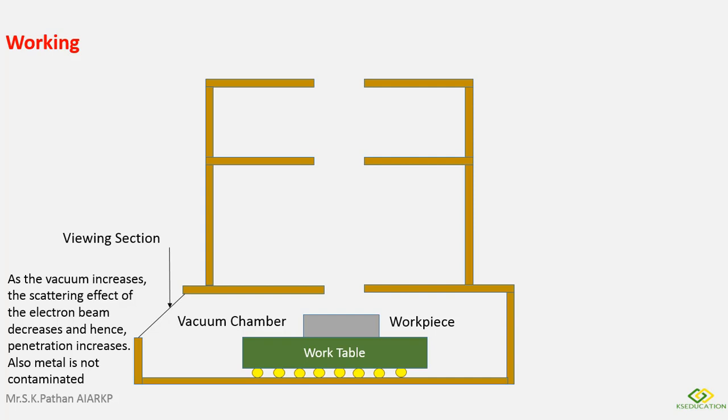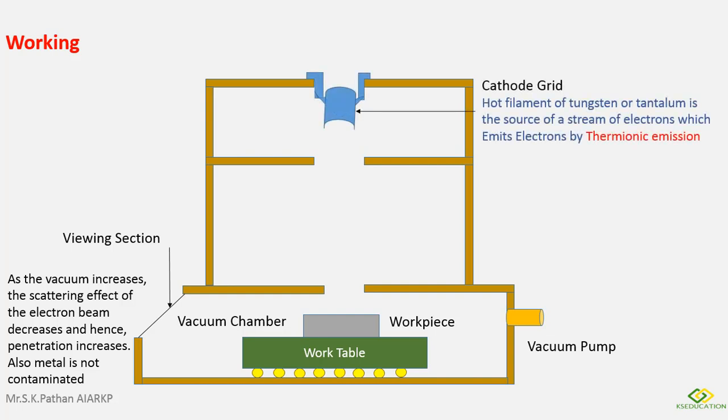A viewing section is provided to monitor the process. A vacuum pump is provided to create the vacuum. On the top of the machine, the cathode grid is placed, and this cathode grid is a hot filament of tungsten or tantalum. The duty of this tungsten and tantalum is to create a source of a stream of electrons, which emits the electrons by thermionic emission. So what is this thermionic emission?